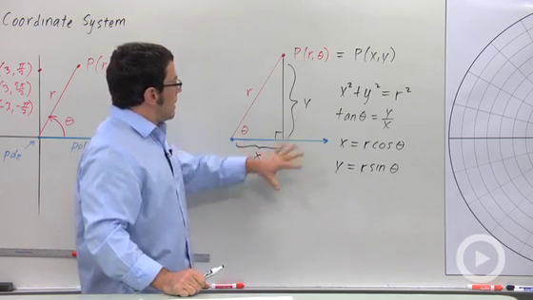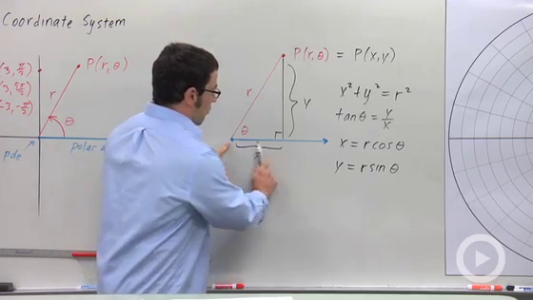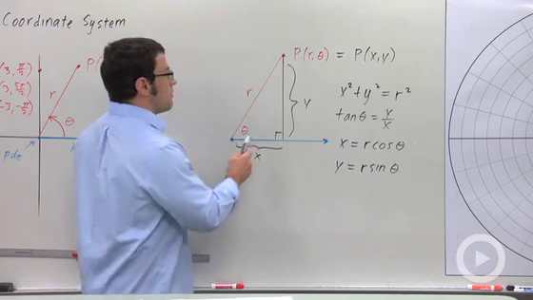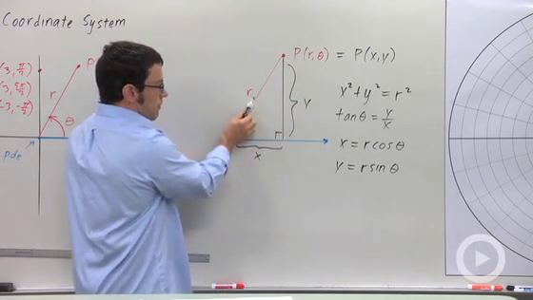So once again, the polar coordinate system, the origin's called the pole, we have one axis called the polar axis, and we describe points by listing their distance from the pole and their angle from the polar axis.